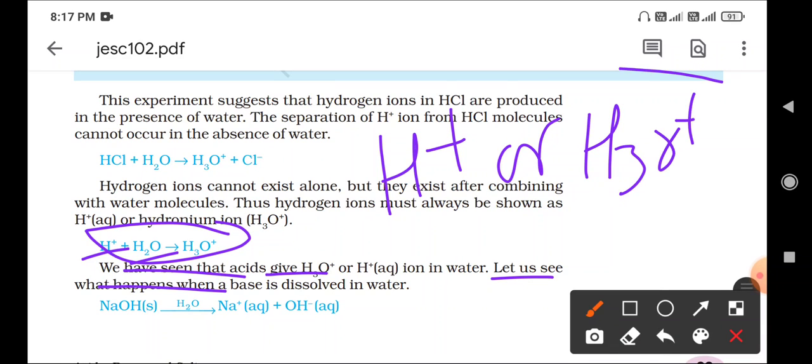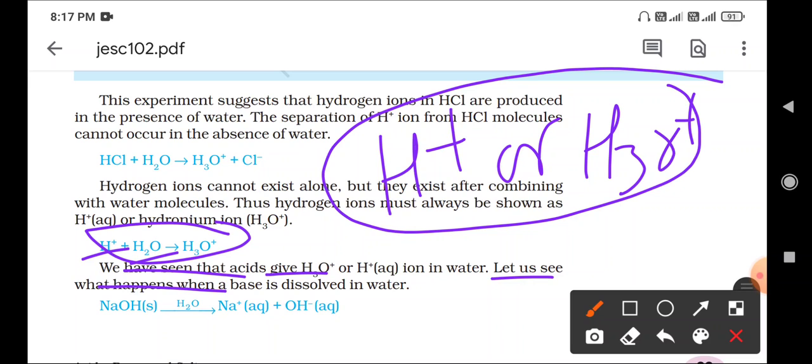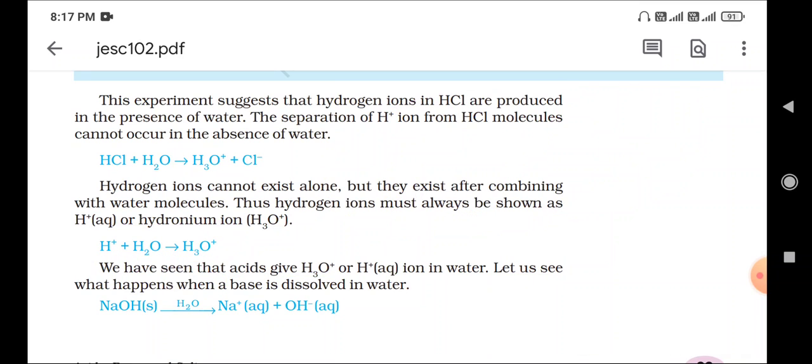Sometimes one more question comes here. When acids are dissolved in water, which type of ions are produced? We can write H plus ions or H3O plus ions. This is a simple one mark question.